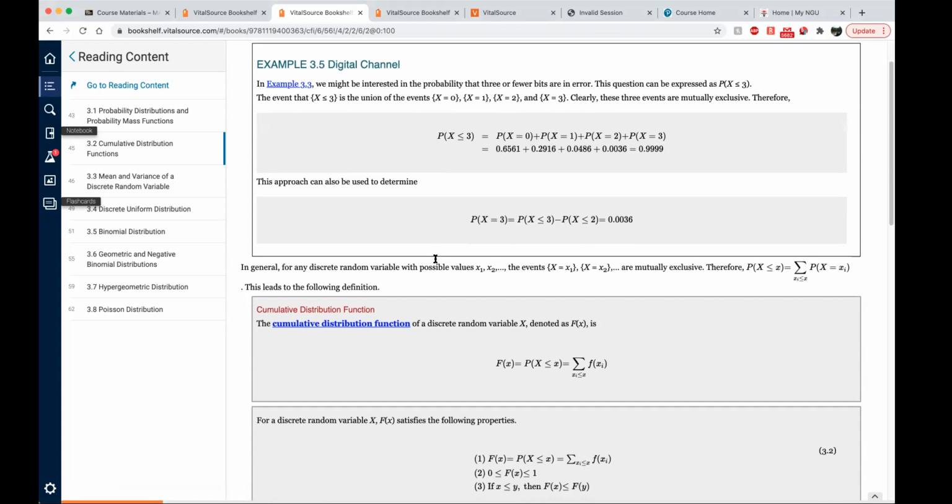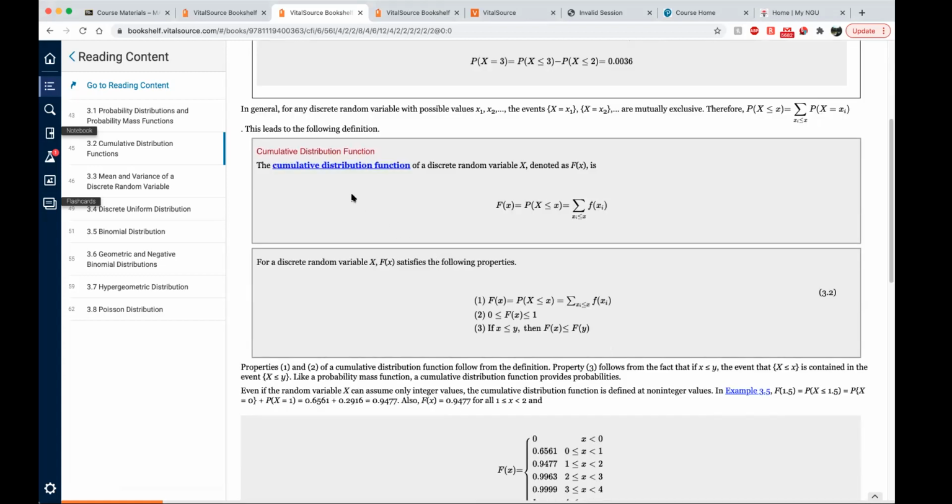Now let's see the definition of the cumulative distribution function. Let me just say CDF, which stands for cumulative distribution function. The definition of the CDF is this: F of x, they use a capital F. Lowercase f represents a probability mass function in chapter 3, and capital F denotes the CDF. That is equal to P of X less than or equal to x, which is the sum of all of the probability mass functions f of xi, where xi is less than or equal to lowercase x.